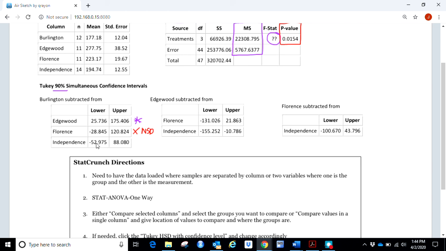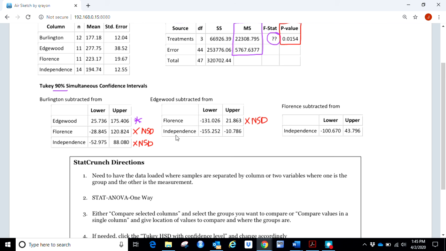Looking at my next one, I go from negative 52 to a positive 88. Again, negative to a positive, so I cross 0. So there's no significant difference between them. Now moving on to the Edgewood columns here. We have negative 131 to positive 21. Again, that one includes 0, so there's no significant difference.